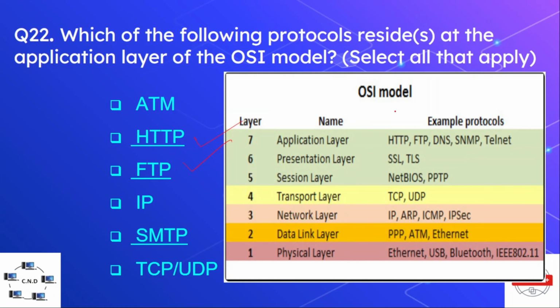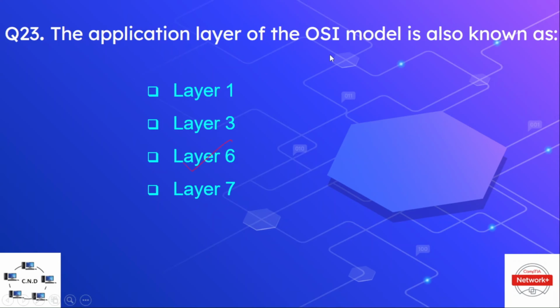Let's get to the next question, question number 23. The application layer of the OSI model is also known as, and the options are layer 3, layer 1, layer 6, or layer 7. By now you must know the answer, and the correct answer is layer 7. Layer 1 is physical, layer 3 is network, and layer 6 is presentation.